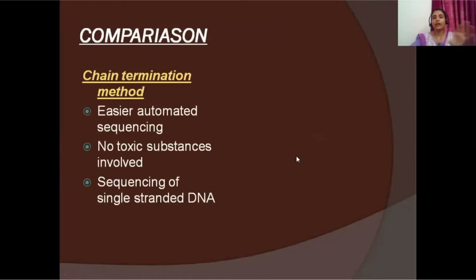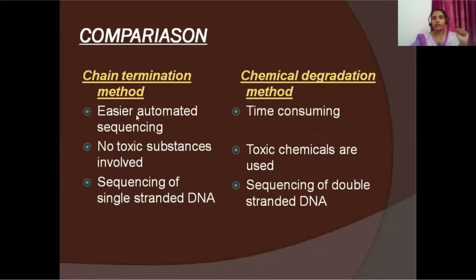And just a quick comparison between the two methods. So chain termination method you have over here, chemical degradation method here. Chain termination method, there are two ways you can do it. You can do it manually, but it can also be automated. Okay, so easier automated sequencing can be done. Whereas chemical degradation method, it cannot be automated and it is very time consuming.